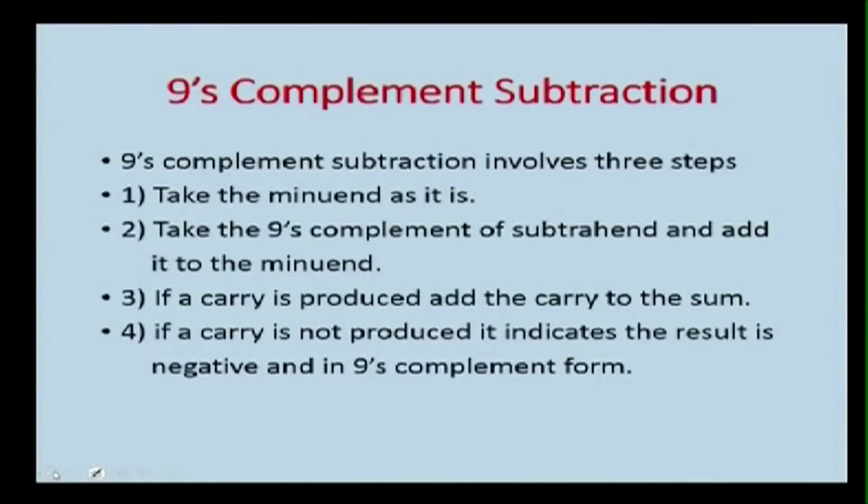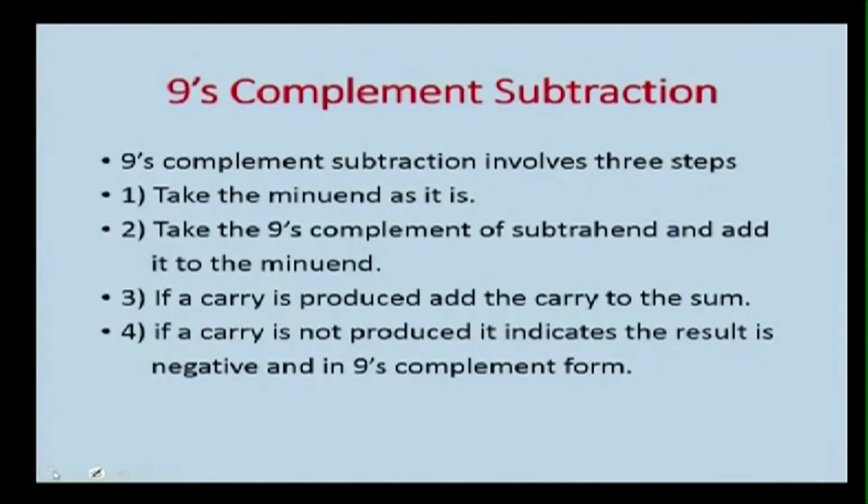So, now having seen this, we will go to the next one, which is nothing but 9's complement subtraction. Now, 9's complement subtraction also involves 3 steps. It also says that the minuend should be taken as it is. So, in all the complement methods we find that the minuend should not be changed, it should be taken as it is. And then when we come to the subtrahend, we have to take the 9's complement of the subtrahend and add it to the minuend.